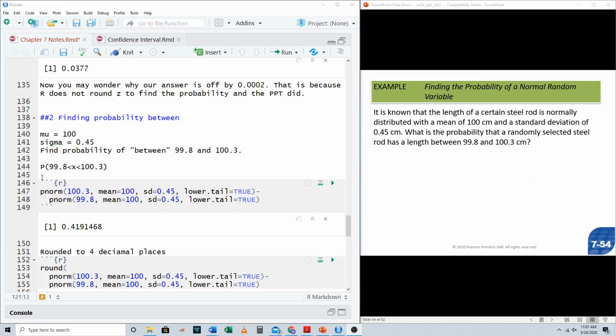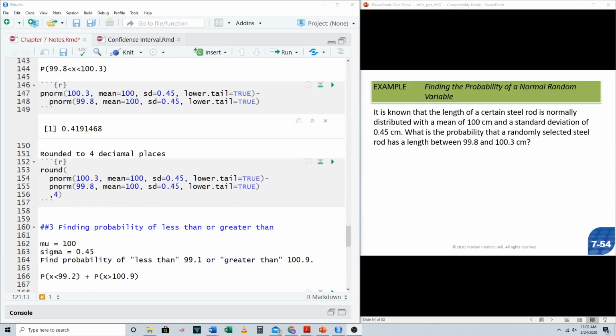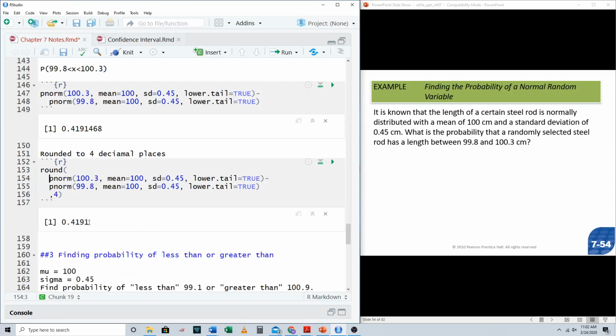And again, we want to round this. I wrote it a little bit easier, I think, to see. So rounding, and then parentheses, I just press enter to get the next line, minus, and then enter, and then the comma 4 at the end. So 0.4191. That's the probability, and again, we're off by about 5 10,000ths of a decimal place.